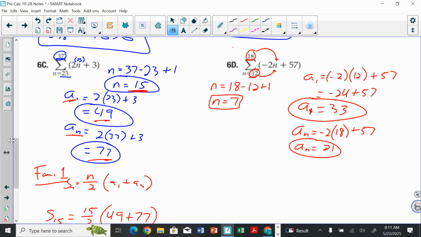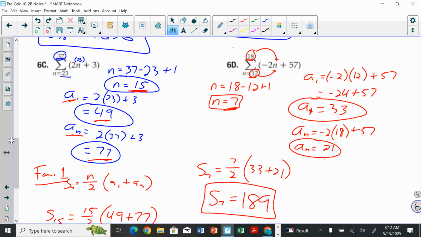So now I have all the stuff I need. We're talking about S of 7, because that's n, which is going to be 7 over 2 times 33 plus 21. We've got all those right there. And so the sum of those 7 terms would be 189. So those are easy ways to find sums of those sequences.